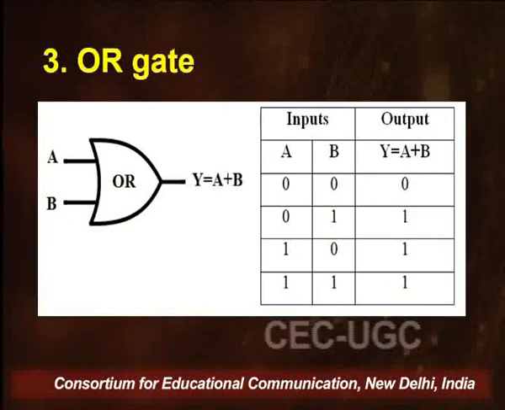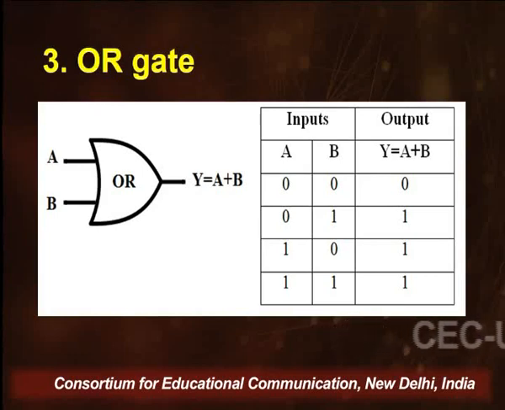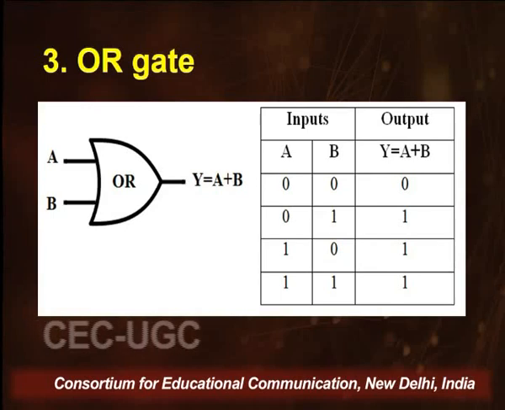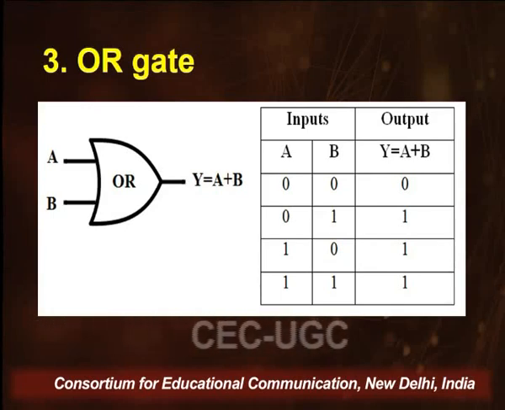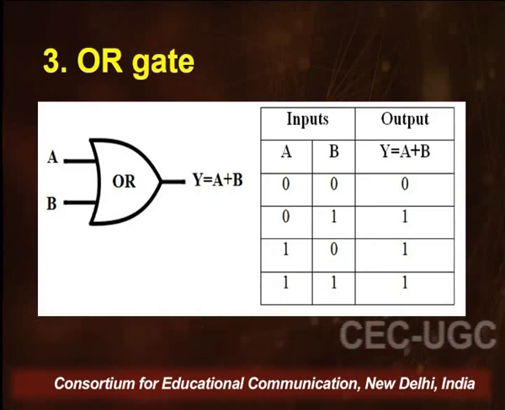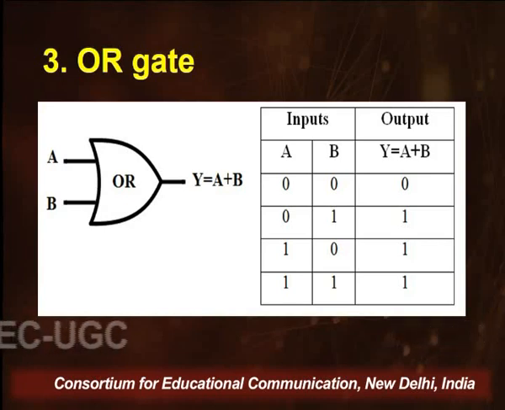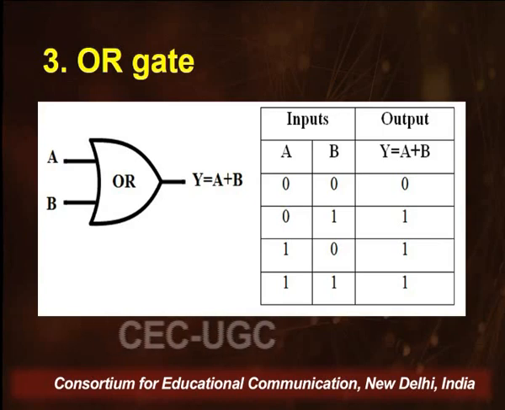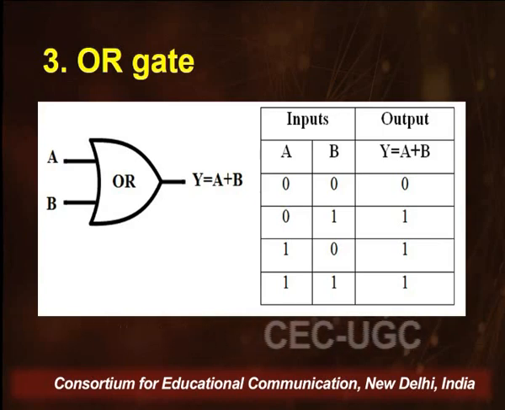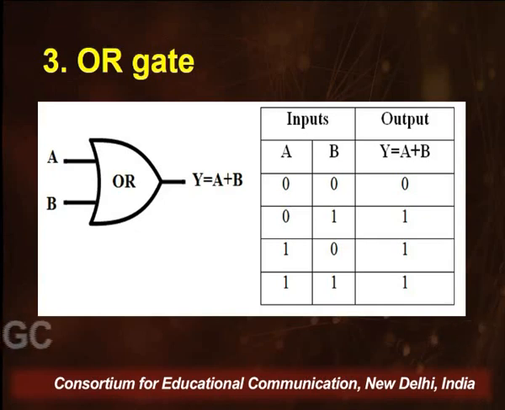Going to the next one, which is the third gate, the OR gate. The symbol is a typical symbol that we see there. It is to be drawn like this only. Minimum 2 inputs, which is A and B. The output is called Y is equal to A plus B, which is the logical addition and not a mathematical addition. Again, 2 inputs, so 4 combinations of the inputs. Output Y is equal to A plus B.